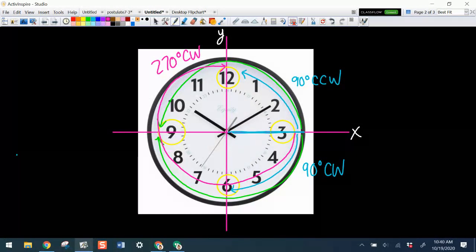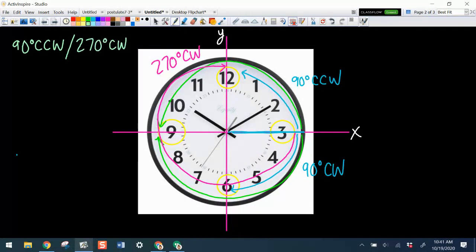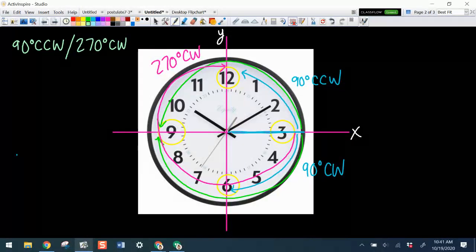Well, if you notice, if I start at 3 o'clock and went 90 degrees counterclockwise, I'll also end up at 12 o'clock. So we'll see that the function for 90 degrees counterclockwise is the same function for 270 clockwise, because you end up in the same location. That's all transformations are really trying to discuss, is where they end up after the transformation. So if they end up in the same location, it's the same function.